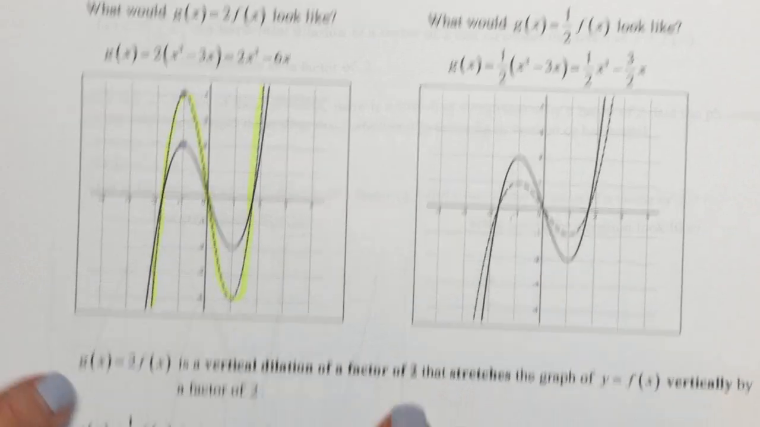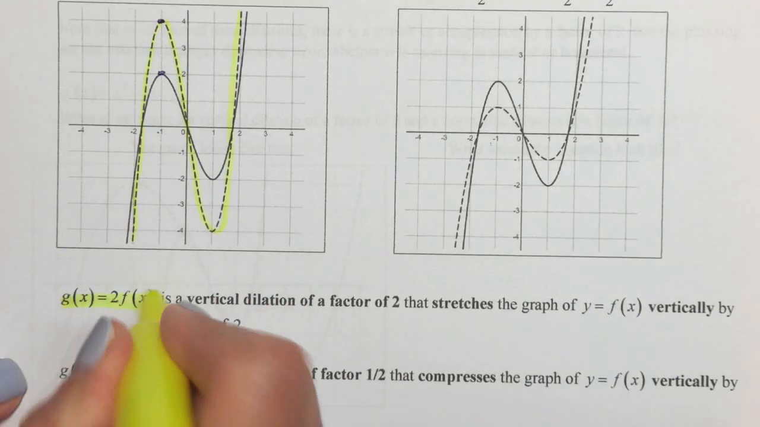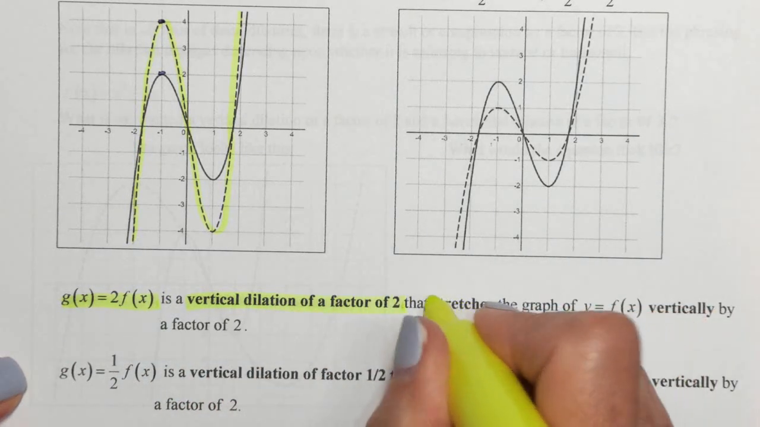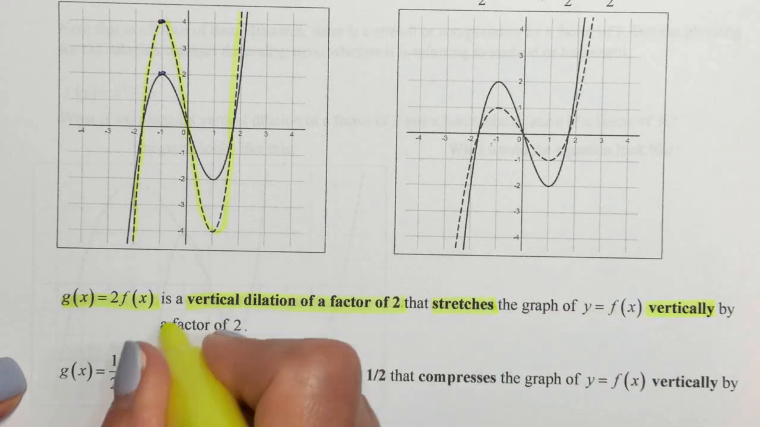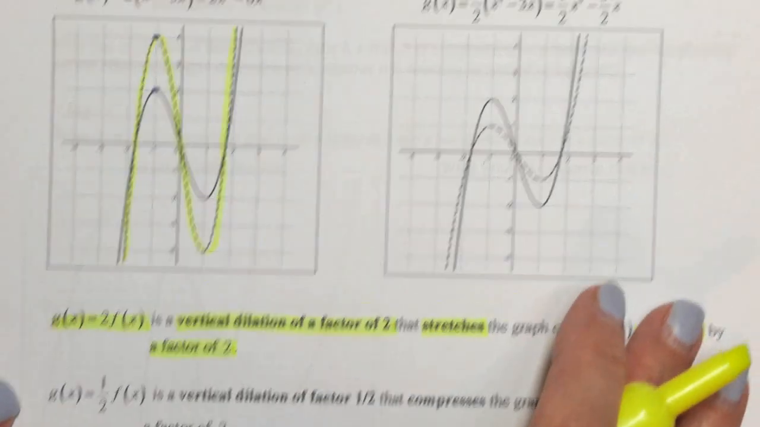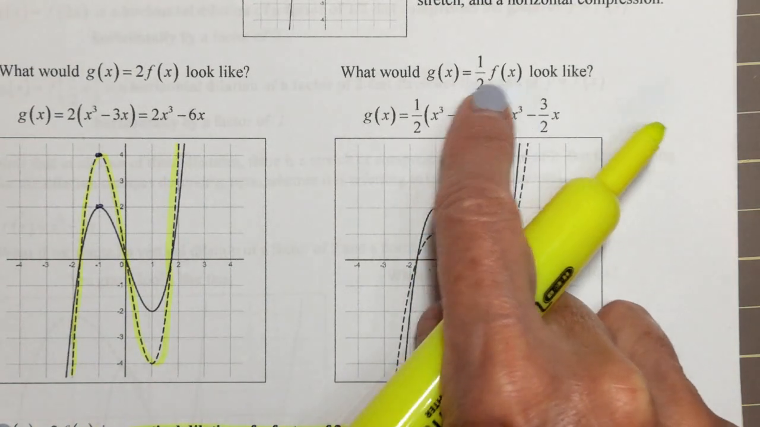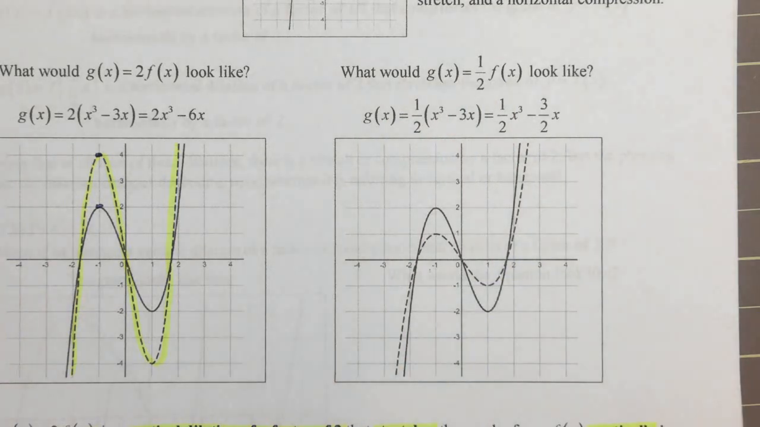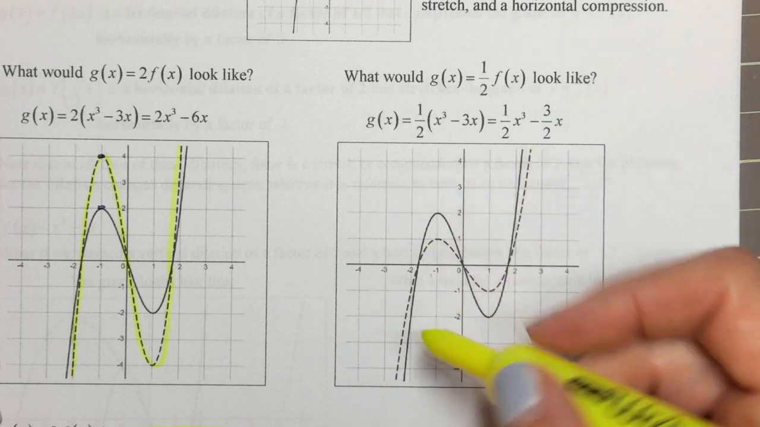This is a vertical dilation of factor 2. It stretches the graph vertically by a factor of 2. We're multiplying it by 2, okay? Let's take a look at this one. If you put a 1/2 in front of f, then you are multiplying your function by 1/2, okay? And we get that for our function. When I graphed that, I got this dotted line.